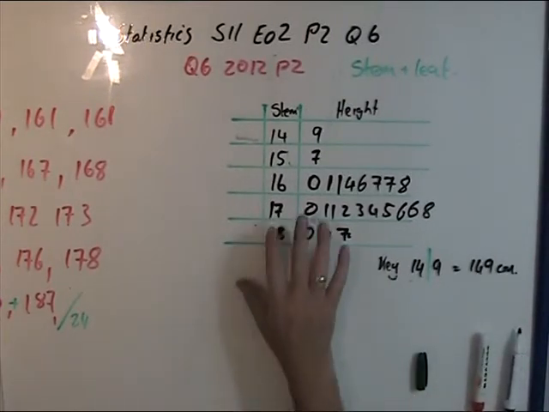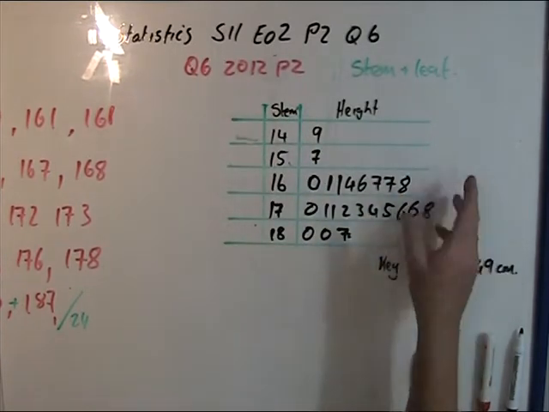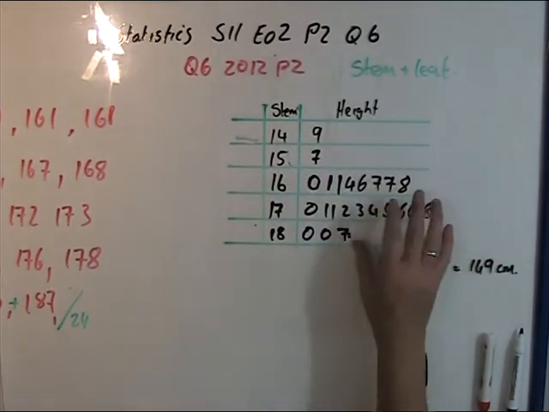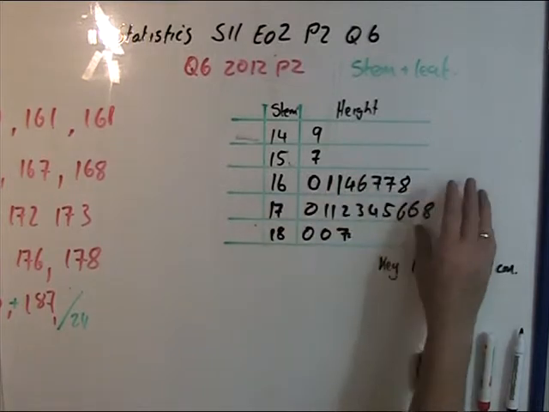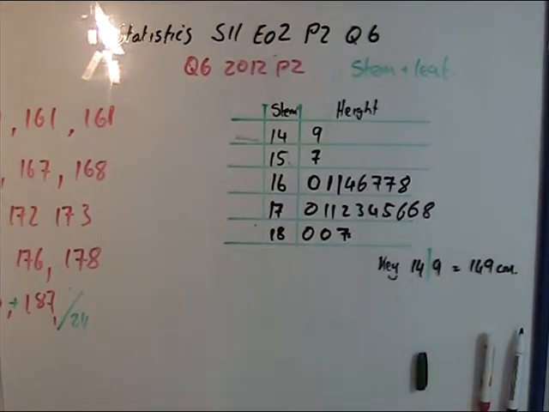Now that's the stem and leaf. This is the stem and this is your leaf, and you can see where the range is and where the variables lie. Now let's look at the other parts of the question.